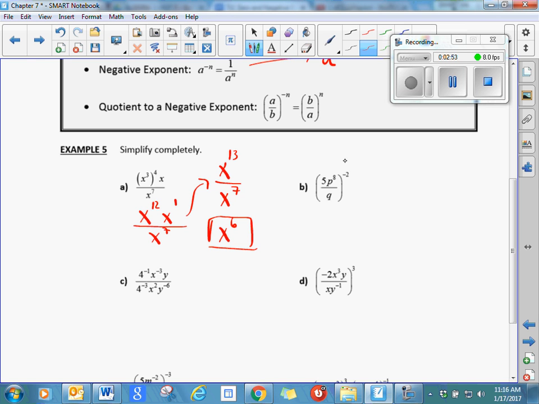B, I've got a negative exponent. First thing I'm going to do is write a reciprocal fraction on the inside of the grouping symbol. It's going to look like this, and my exponent now becomes much friendlier. It becomes positive. So this becomes q squared over 25, p to the 16th. And I ask myself, do I have anything else I can clean up? Nope, I don't have any like bases, and I don't have any numbers to worry about with the 25.